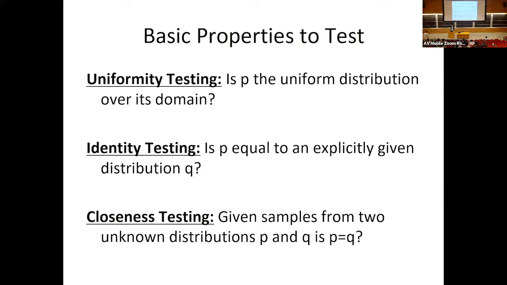What are the basic properties that you want to test for? Well, the first one is uniformity testing. Is P the uniform distribution over its domain? A slight generalization is identity testing. I give you some explicit distribution Q and ask, is P equal to Q or not? If Q is the uniform distribution, this is just uniformity testing, but this is a generalization. And finally, there's closeness testing, where you're given two distributions P and Q, but you only have samples from both of them, and you want to know whether or not they're the same.